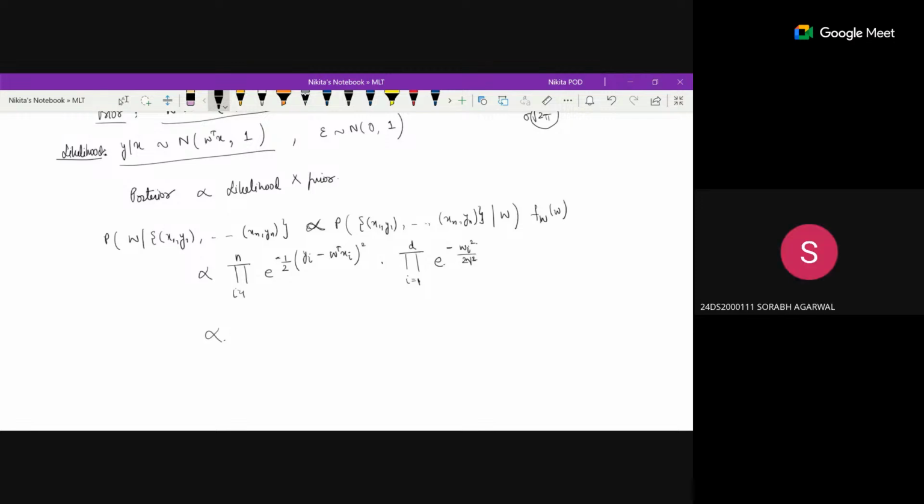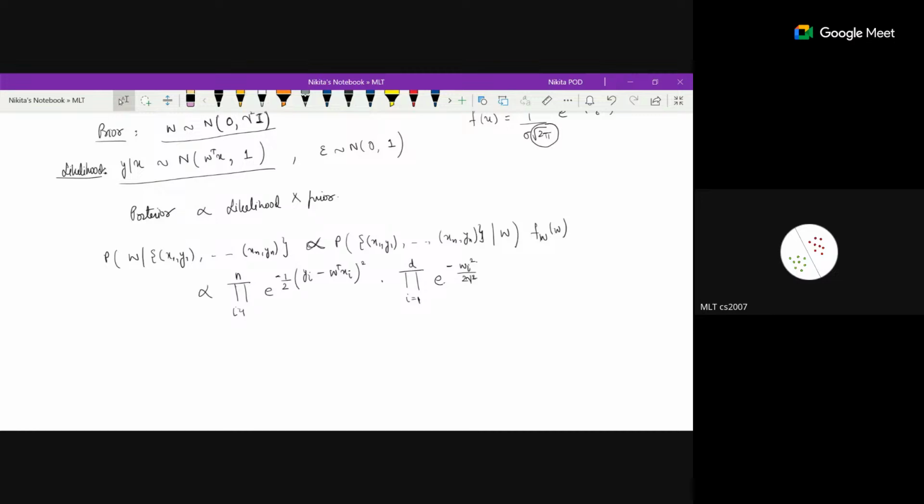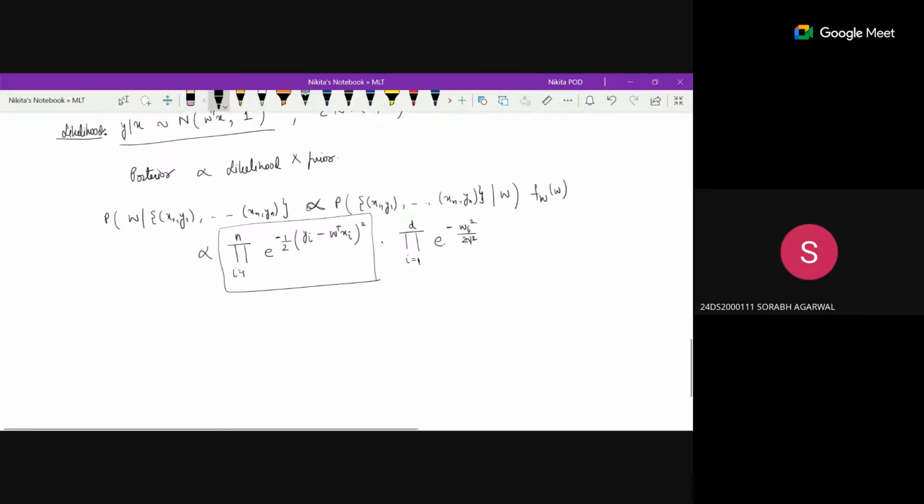Ma'am, can you explain the above expressions once more, ma'am? Yes, ma'am. So are you clear about this part? Ma'am, can you explain once more? I understood, but I'm not getting the one which is in the bracket. How do you get y1 minus w2?